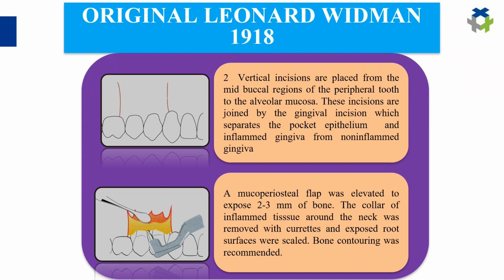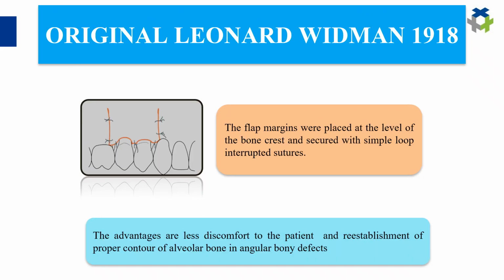These incisions are joined by the gingival incision which separates the pocket epithelium and the inflamed gingiva from the non-inflamed gingiva. So a mucoperiosteal flap is elevated to expose 2 to 3 mm of the bone and the collar of the inflamed tissue around the neck was removed with curettes and exposed root surfaces were scaled. Bone contouring was recommended. So the flap margins were placed at the level of the bone crest and secured with simple loop interrupted sutures. So the advantages are less discomfort to the patient and re-establishment of proper contour of alveolar bone in angular bony defects.